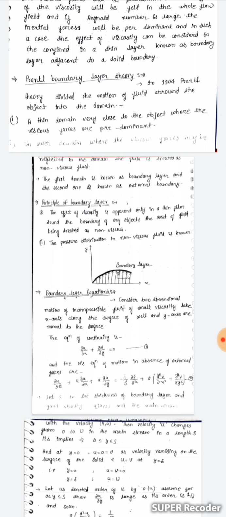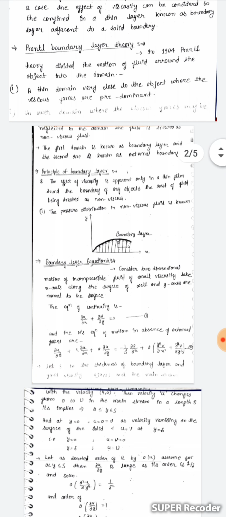So the principle of the boundary layer is that the effect of viscosity is apparent only in a thin film around the boundary of any object, the rest of the fluid being treated as non-viscous. And the pressure distribution in non-viscous fluid is shown in this diagram.